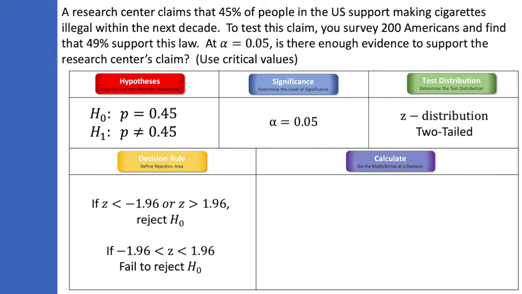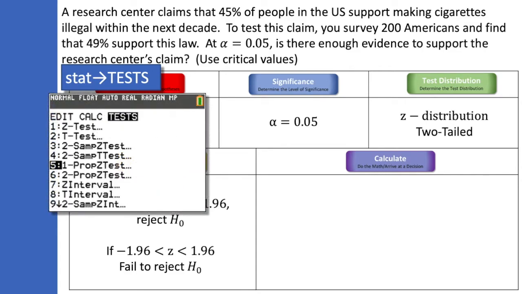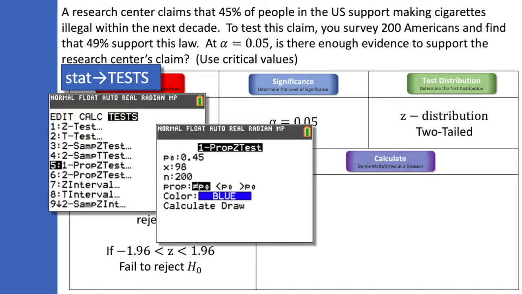So grab your calculator, go to Stat, Tests, and go down to one prop z-test, or one proportion z-test. Now we're going to plug in everything we know, but look at this. It says x, 98. That's nowhere in our problem. So where did that come from? We know that 49% support the law, and 49% of 200 is 98. So that's where that came from.